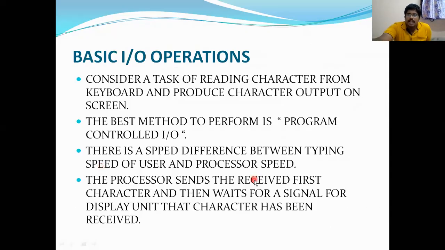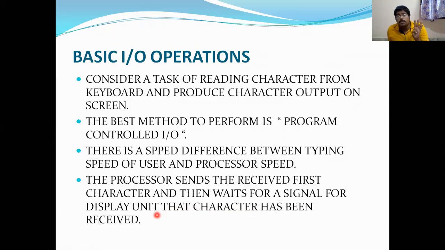The processor sends the received first character. That means whatever the processor receives, first it will receive K. It will send that character and wait for a signal for displaying, until that character has been received. So whenever it transmits K, I am the person who is typing. For example, I entered K. Then what is going to happen is that K is going to be transferred from my input device to the processor.